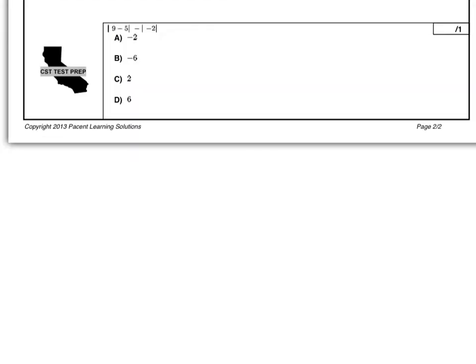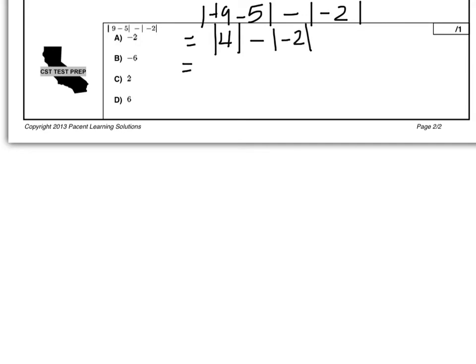All right, this is our CST prep question. So I'm going to rewrite it where I can solve it. I'm just rewriting the exact problem so that I can solve it. So, whoops, I added something wrong. This should be a positive 9. So in my grouping symbols, I have a positive 9 minus 5, which is a 4. But I have to leave my absolute value signs because I just solved what's inside the grouping symbol first. And I'm going to leave this one alone until I do my next step. So the absolute value of 4 is 4. Minus, and the absolute value of negative 2 is 2. So 4 minus 2 is 2, which makes C the correct answer.